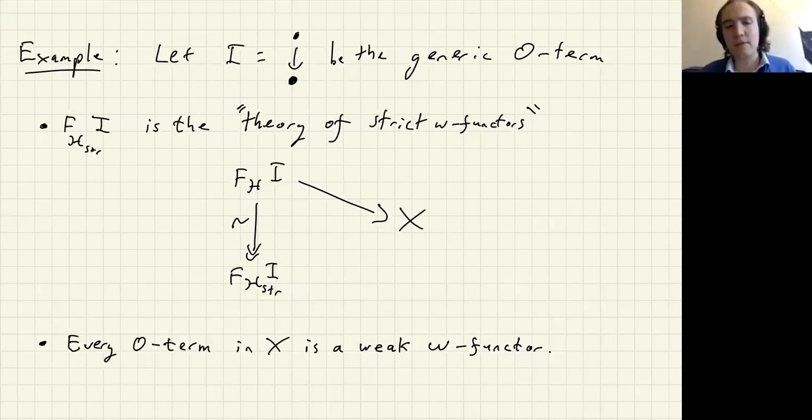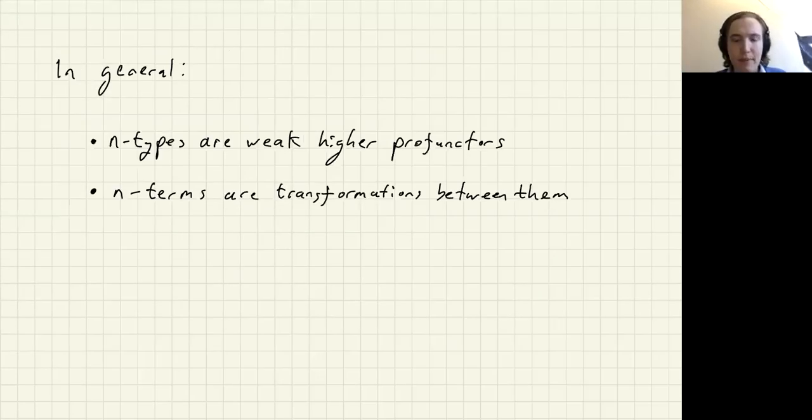If this kind of map looks familiar to you, then this is a fairly standard notion of a weak map from the strictification. So we can think of this result as saying that the zero terms in X are the same as weak omega functors. Okay, and in general, we can play this game for all the different representables, and we'll see that the n types behave like weak higher profunctors, and the n terms are transformations between them.